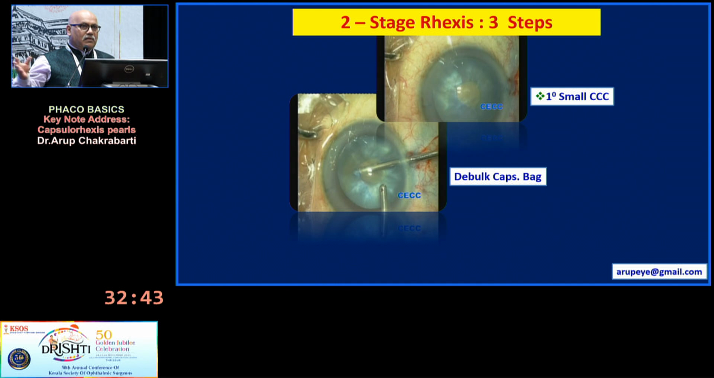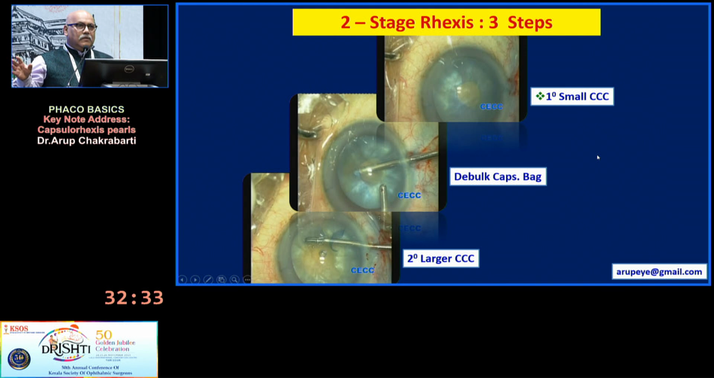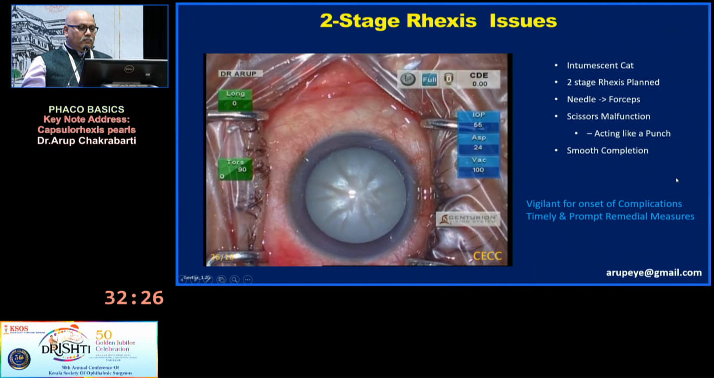I think Minu had done a very nice study, which won a lot of awards, on the effect of trypan blue on the capsular rigidity. So it may tear. So about 3 to 3.5 millimeters is ideal. If you try to make the primary rhexis bigger, it will run to the periphery and then you cannot get it back. So this is the standard technique I think most of us employ.